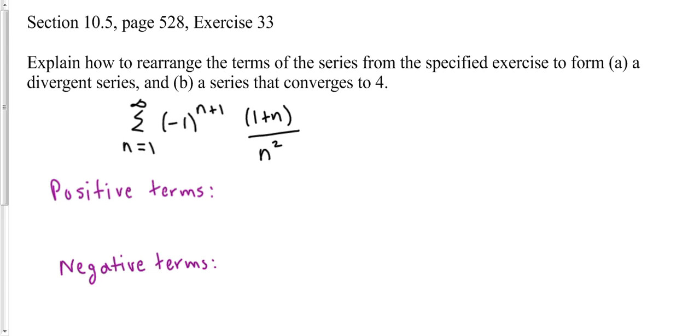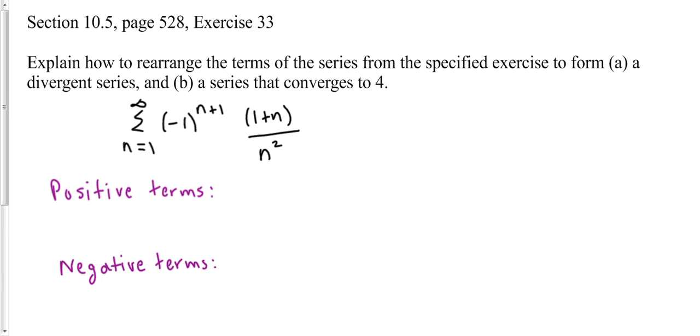Let's do section 10.5, page 528, exercise 33, which reads: explain how to rearrange the terms of the series from the specified exercise to form (a) a divergent series, and (b) a series that converges to 4. And the series we're to consider is the sum from n equals 1 to infinity of (-1)^(n+1) times (1 + n) over n squared.